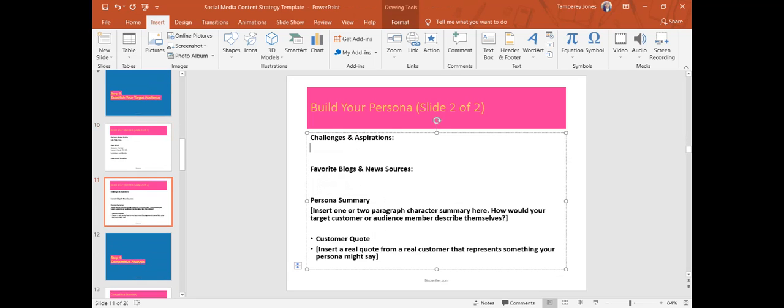And what are their challenges and aspirations? This is a big one. This is how you are going to market to your audience, right? What are their challenges? What do they need from you? What can you create or offer them that they need? That is what you need to put here, right?